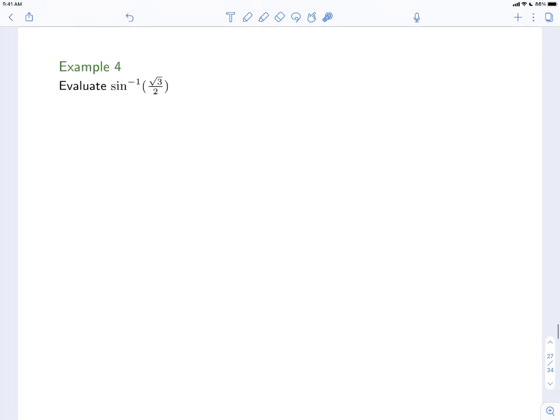Let's do a little bit of computation. Let's compute the inverse sine of square root of 3 over 2. So how does this work? Well, this is going to be equal to some angle, which we can call theta. So what we're trying to figure out is what theta is it such that sine of theta is equal to the square root of 3 over 2? And the simple answer is that there's a lot of them because sine is periodic.